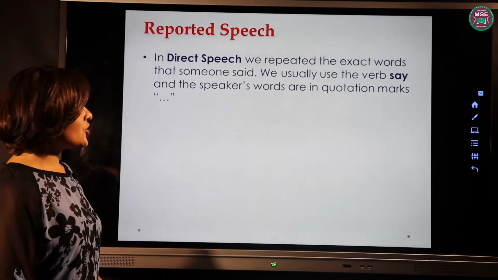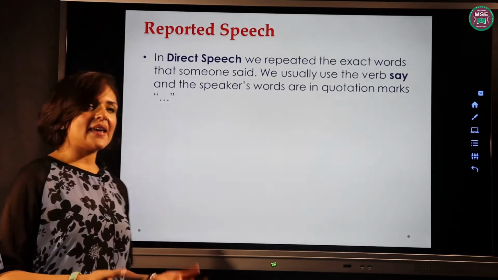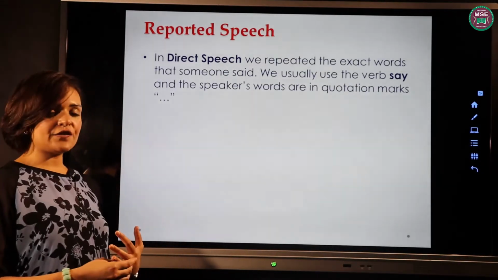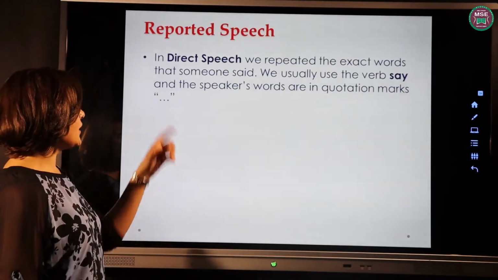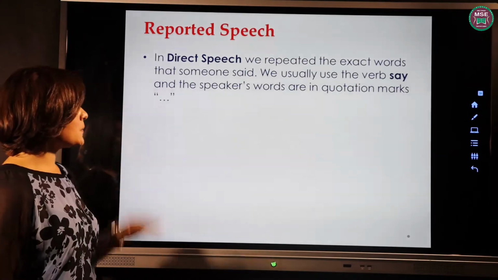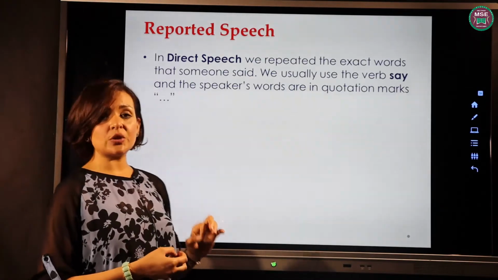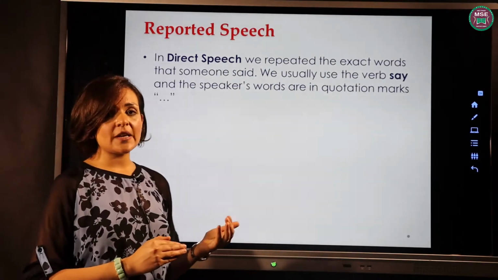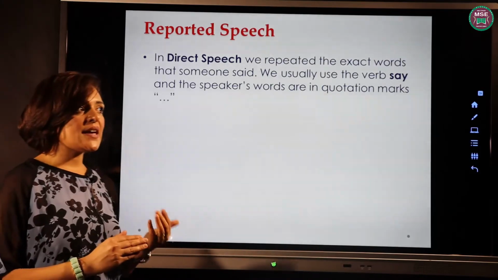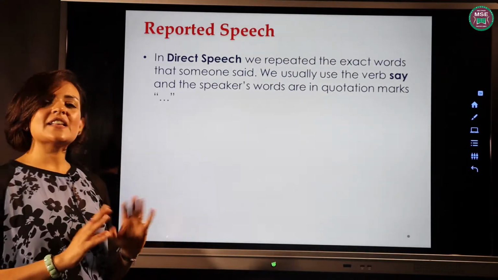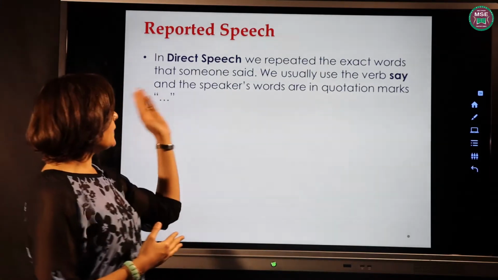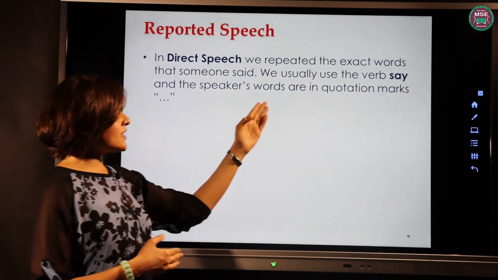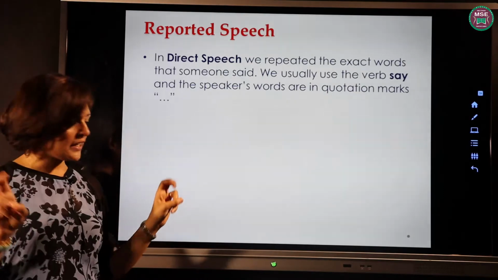What is the reported speech and what is the difference between it and the direct speech? Reported speech means indirect speech. And what is the difference between it and the direct speech? We will see it very clearly here in these words. In the direct speech, we repeat the exact words as someone said. But when I say the reported speech or the indirect speech, I didn't say the exact words, but I give the same meaning, okay? So, in the direct speech also, we usually use the verb say, and the speaker's words are in quotation marks or speaking marks.